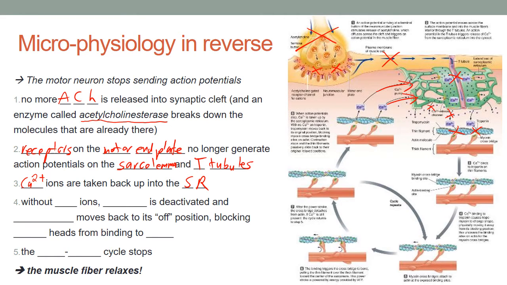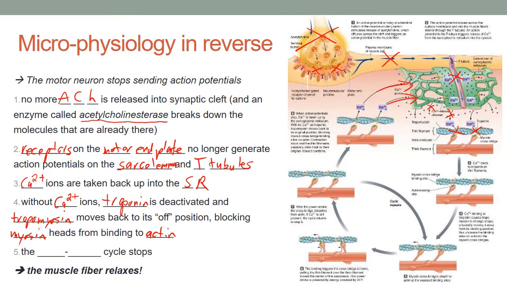without calcium ions, then troponin is deactivated, and its partner tropomyosin, the chaperone at the dance, moves back to its off position, which blocks the myosin heads from binding to actin.